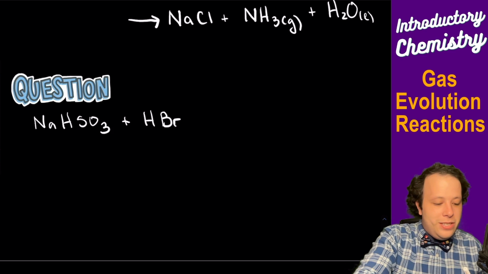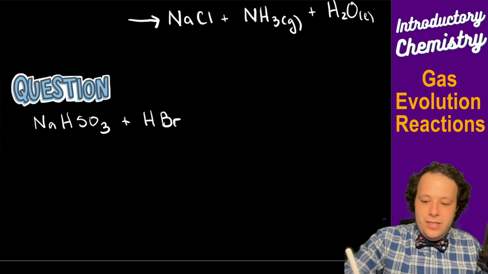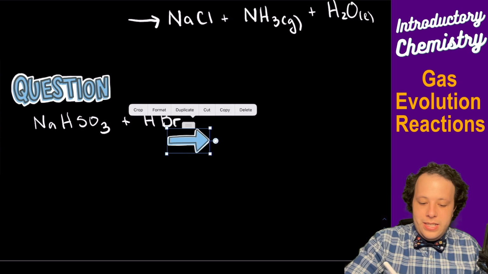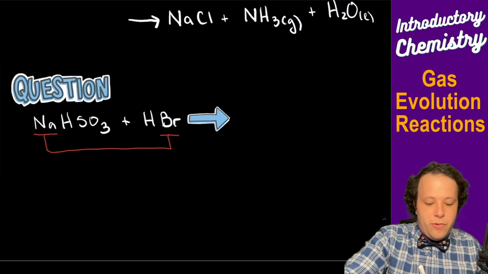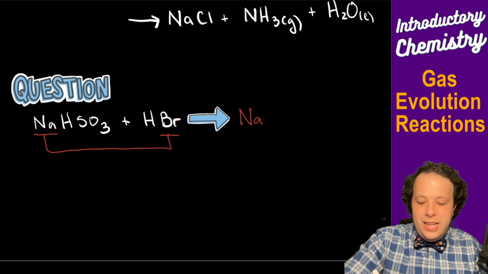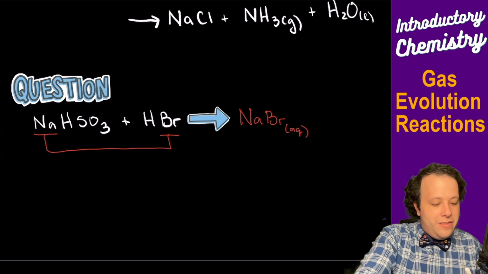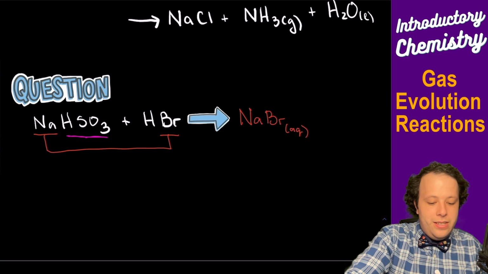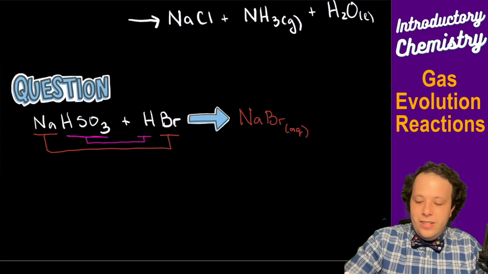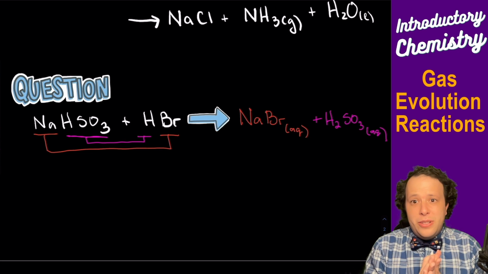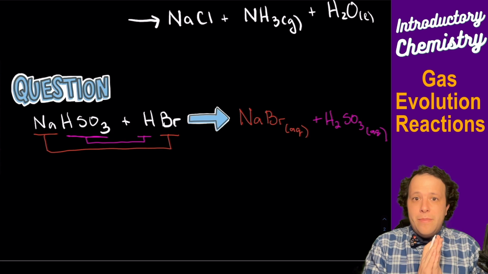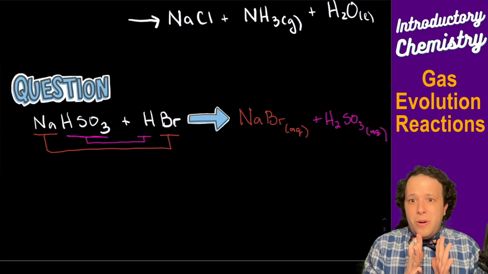Now, when we do this, we're going to do inside, outside. So we are going to have sodium bonding with bromine, so it's going to make NaBr. And then we have bisulfite reacting with hydrogen to make H2SO3. Now, in this reaction, we would check our solubility rules just like always. But bromides are soluble, so are sulfites.